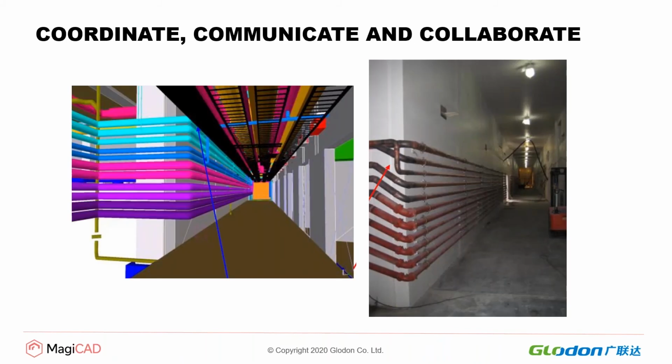So when you do coordinate, communicate, and collaborate, what will happen? You can see that there are two pictures. One was during the design phase. When they do the coordination, they notice that there are clashes between the pipes and other elements. So then in the real installation, they bring it down. You can see the real picture installed here.